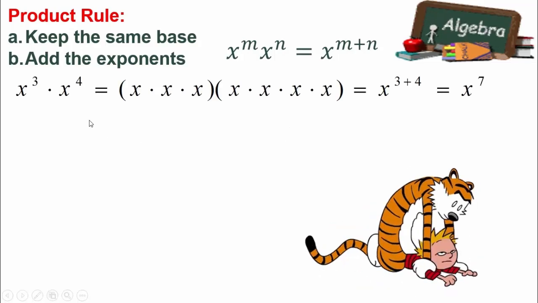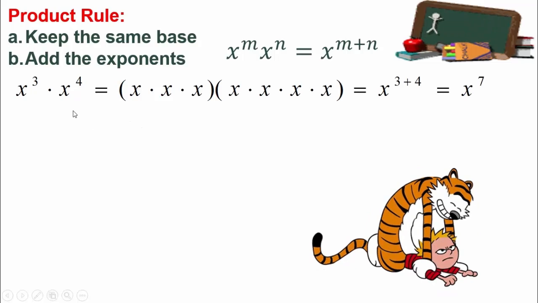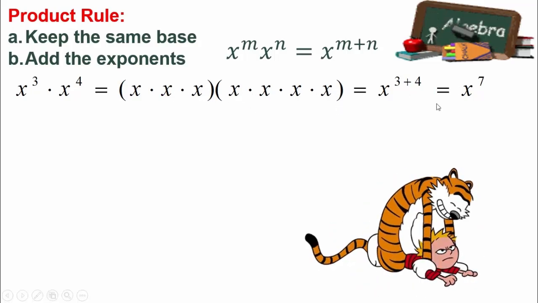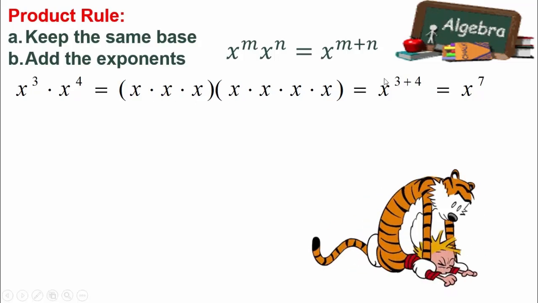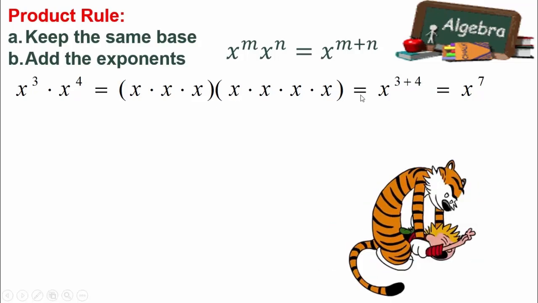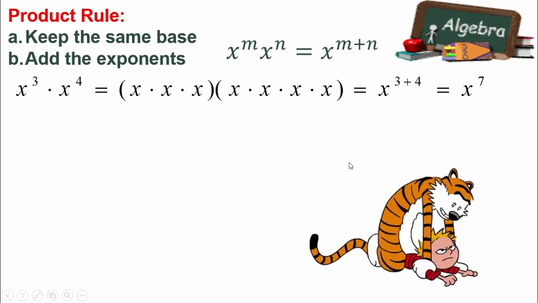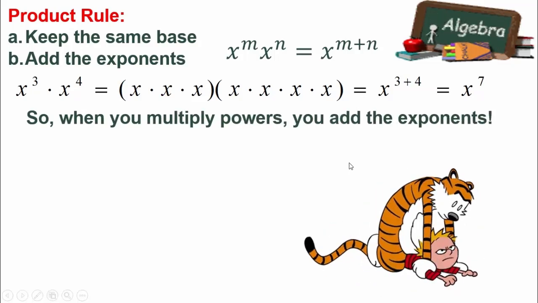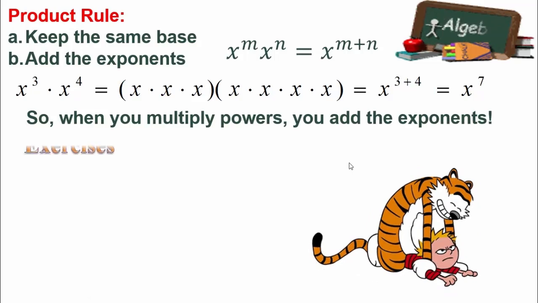For example, this just shows how it works. Here is x cubed, 1, 2, 3 x's, and x to the fourth, 1, 2, 3, 4 x's. If we add those exponents, 3 plus 4, that would give us x to the 7th. So when you multiply powers, you add the exponents.